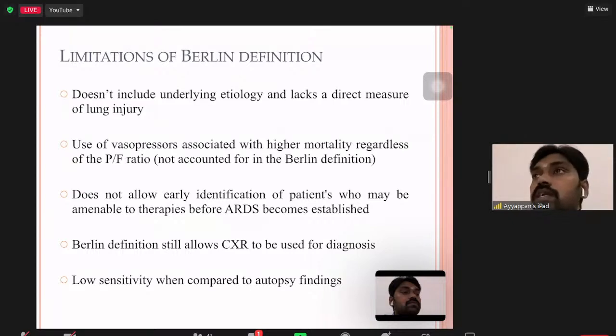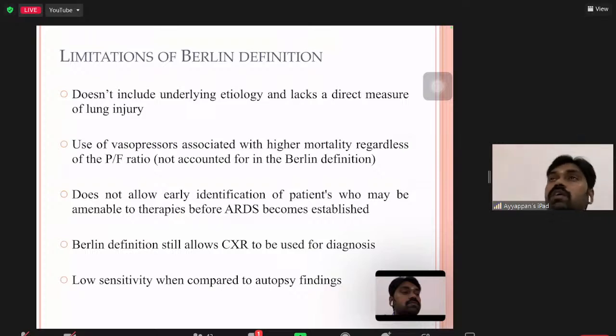as well as it does not underline any etiopathological diagnosis, and it has its own limitations in that it still uses chest X-ray, which under-reports, and the sensitivity of the Berlin definition was also put into question, because it missed a lot of patients who were found to have an ARDS picture in the biopsy.